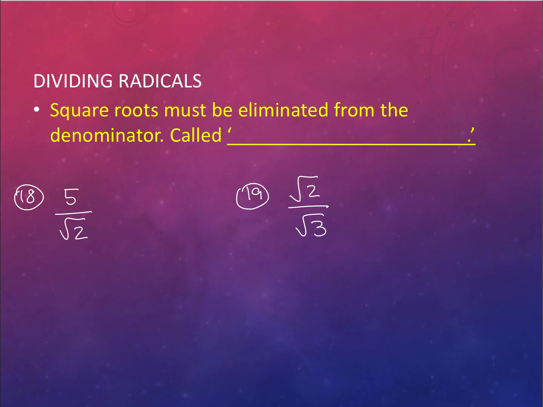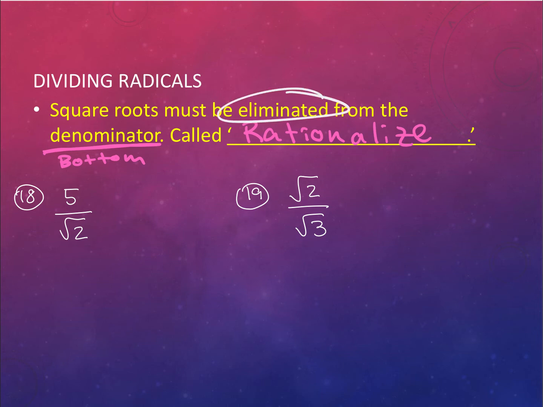All right, the last part of this section is when we are dividing with a radical, square roots must be eliminated from the denominator. So this is the bottom of a fraction. And it's called rationalizing. So when the question says rationalize the fraction, that means we have to get that square root out from the denominator. So it has to be eliminated. Got to get rid of it from out of the denominator.